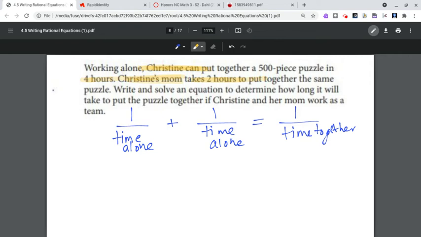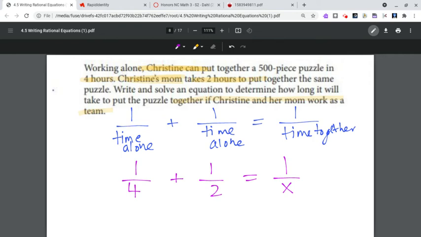Write an equation to determine how long it will take them if they work as a team. So our unknown is the time that it takes them together. So here's what we're going to set up. 1 over 4 plus 1 over 2 equals 1 over x. Okay? So I have Christine's time alone, her mom's time alone, and then what we're trying to figure out is how long will it take them together.